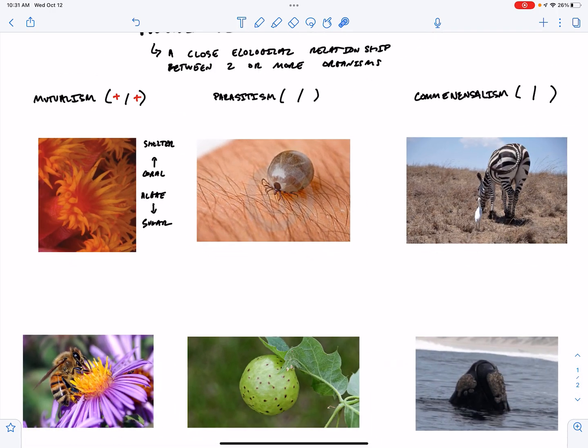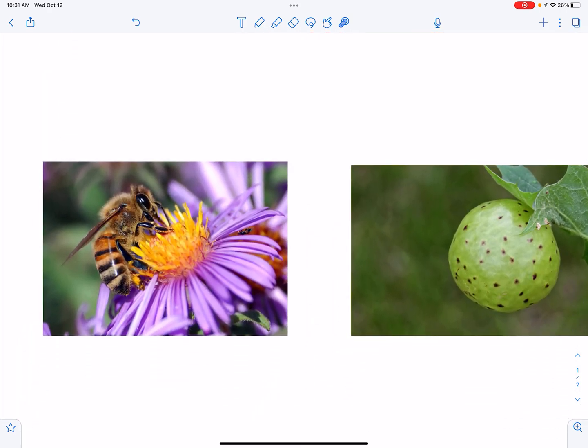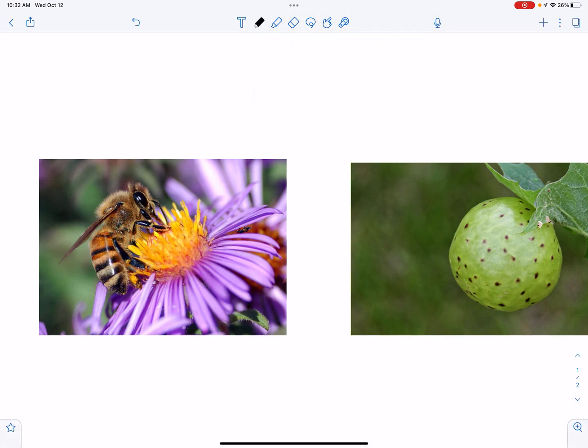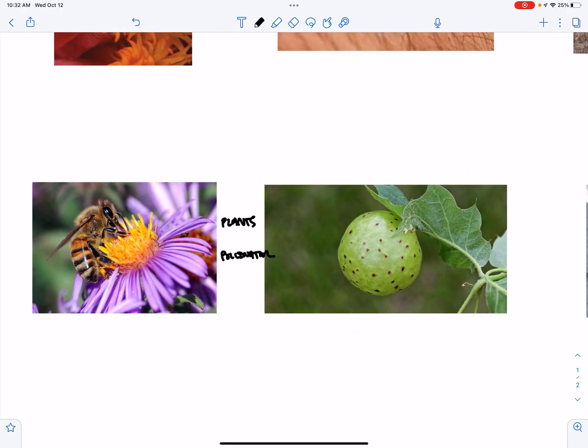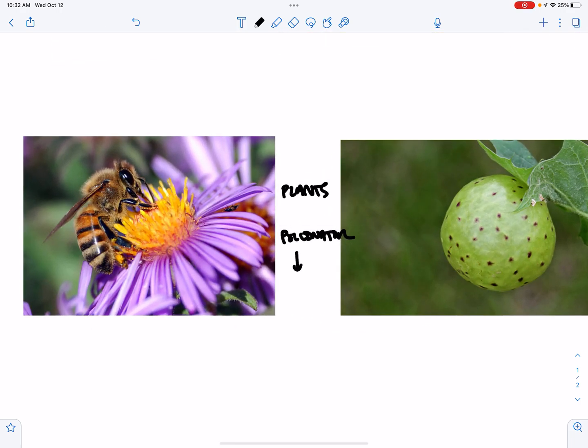Okay, a more common mutualistic relationship that you've probably all observed is a plant and its pollinator. Okay, what are the pollinators getting? They are getting sugar in the form of nectar and sometimes pollen itself, which can be protein rich.